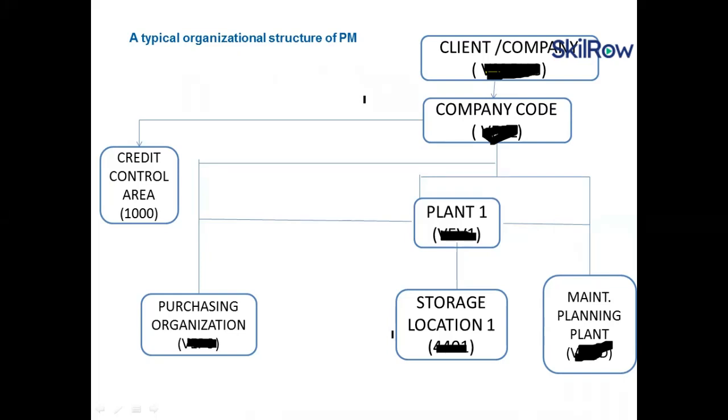That is under which client company? No, the title of the chapter. Chapter title, organizational structure. After that, you write down this chart: client, company code, plant. Don't write plant 1, just write plant, that's enough. And storage location also, don't write 1 and all, just write storage location. Okay. Then maintenance planning plant.